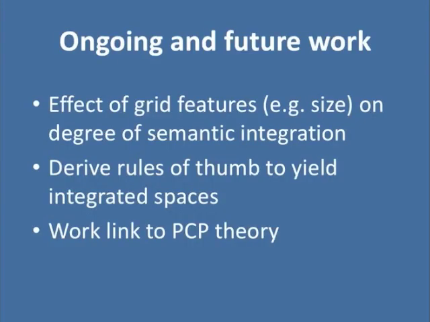Ongoing and future work. I'm working on the effect of grid features, for example size, on degree of semantic integration. And it turns out that the number of elements is crucial. The more elements you have, the better the semantic integration of the space. I want to derive rules of thumb to yield integrated spaces. What do you need to do to get an integrated space? And maybe work on the link to PCP theory. Thank you.